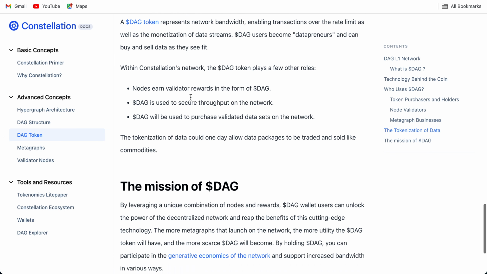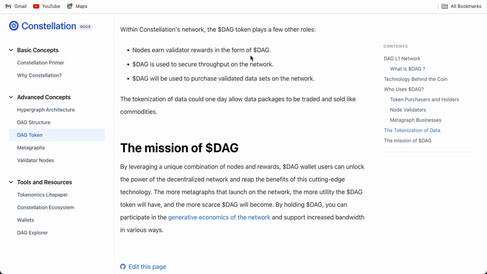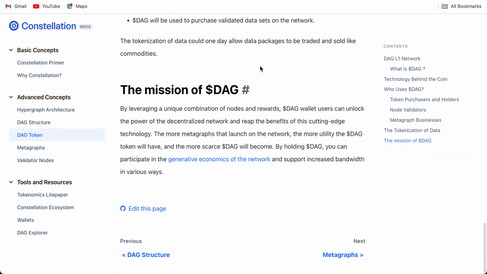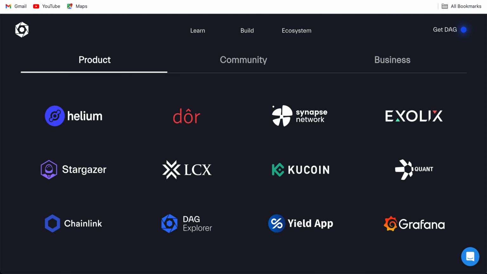Within Constellation's network, the DAG token plays a few other roles. Nodes earn validator rewards in the form of DAG. DAG is used to secure throughput on the network. DAG will be used to purchase validated data sets on the network. The tokenization of data could one day allow data packages to be traded and sold like commodities. When they say data is the new oil, Constellation is basically tapping into this new oil market. So you guys can see how big this can be in the coming times.